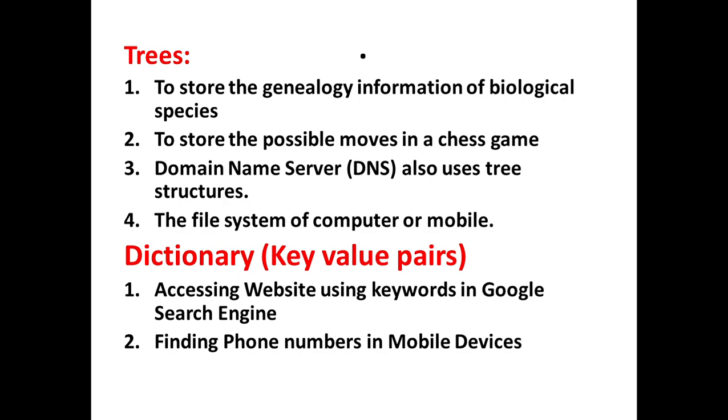And next one is a dictionary. The dictionary follows a key value pair. In this one, a key is unique and a value can be duplicated. And if we pass that particular key, we will get its associated value. So its uses are accessing websites using keywords in Google search engines and finding phone numbers in mobile devices.